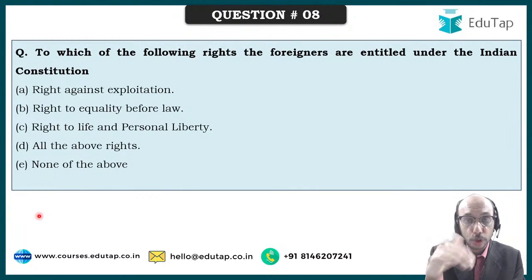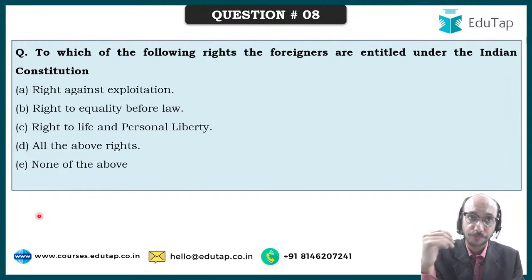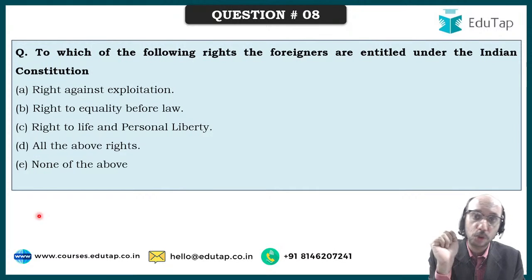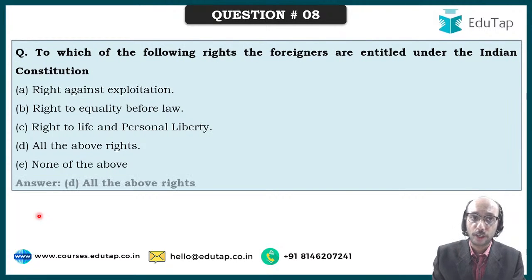Right? So I told you that it is easier to remember that citizens only के पास कौन से rights हैं and remaining rights are available to foreigners. So citizens only के पास कौन से rights हैं, quickly आप लोग comment करके बता दीजिए कि citizens only के पास कौन से rights हैं और उसके अलावा सारे rights foreigners के पास available होंगे. Right against exploitation, right to equality before law, right to life and personal liberty, are these available to foreigners? Yes, all these are available to the foreigners, and that is why the answer to this question is D.